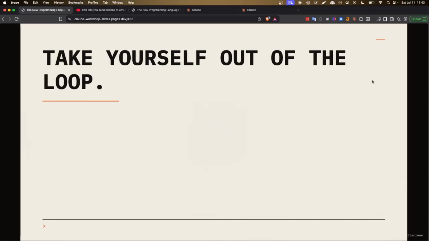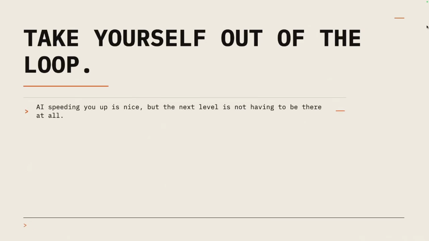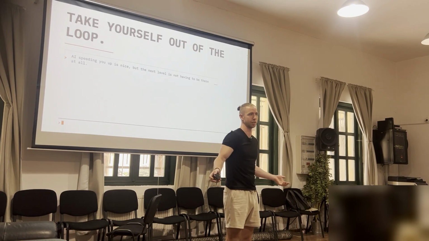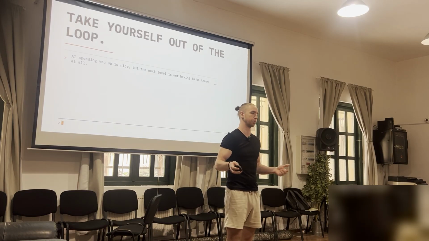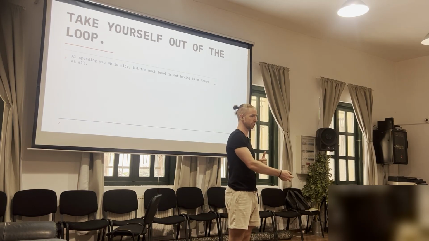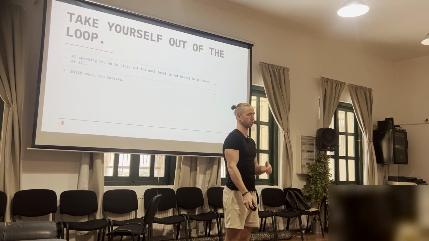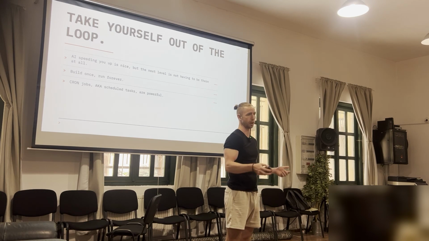So the next level after you have a repeatable skill is taking yourself out of the loop and just making it run automatically. Because AI speeding you up is great, but the next level is not having to be there at all. You can create an article fast, but if Claude just creates a new article for you every day, that's great, right? So you build it once, and then it just runs forever. This is called cron jobs, aka scheduled tasks, and they're very powerful.